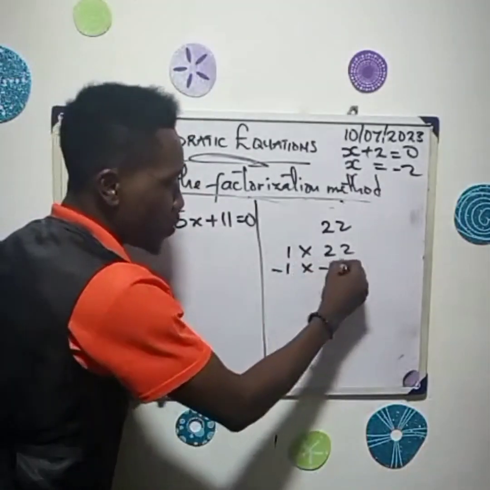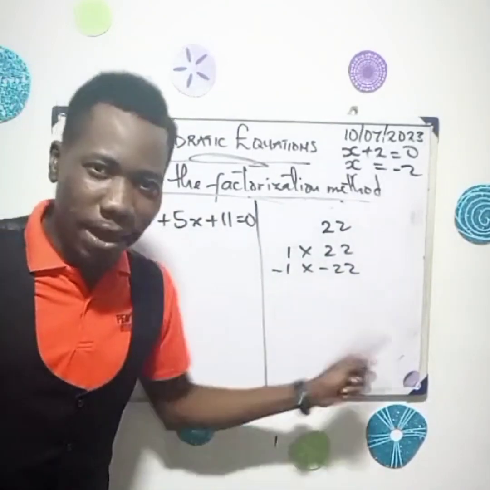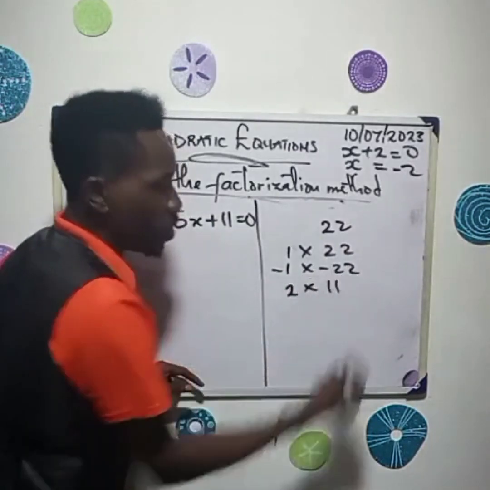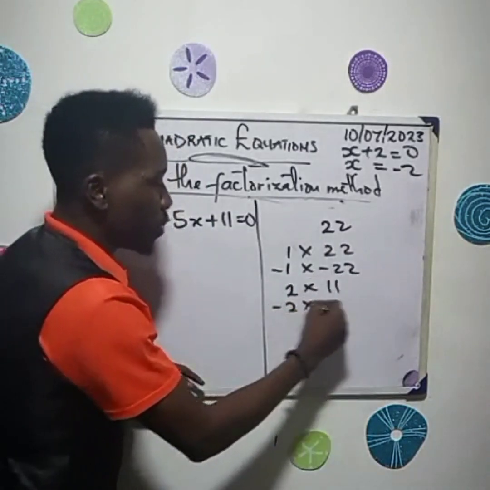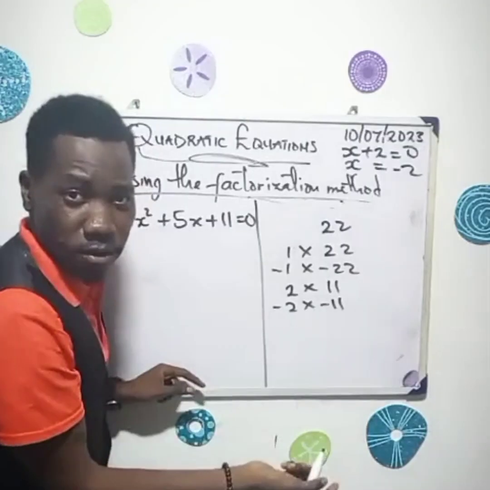Minus 1 times minus 22. You don't miss that one, because what you might be looking for might just be from the minus side. So 2 also: 2 times 11 will give me 22. Minus 2 times minus 11 will give me 22, because minus times minus is plus.